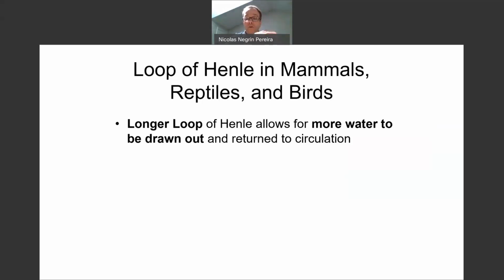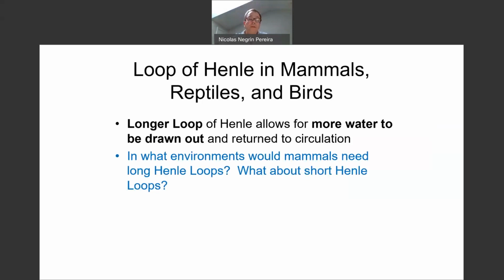On the contrary, the shorter the loop of Henle, that means that the gradient is not going to be as high as in other animals. For this reason, they have less capacity of reabsorbing water, so they will not be able to produce such a concentrated urine in comparison to those animals that have a longer loop of Henle. So the longer loop of Henle allows more water to be drawn out and return to circulation.